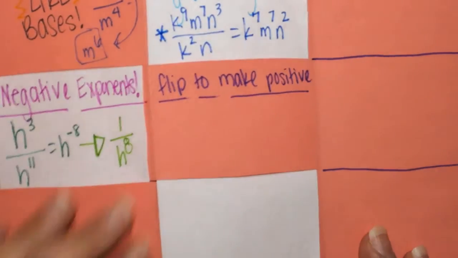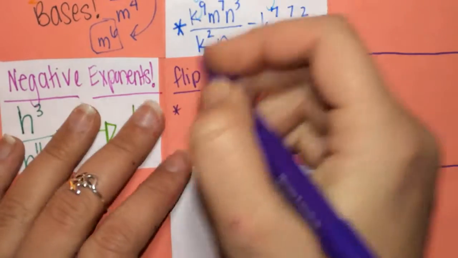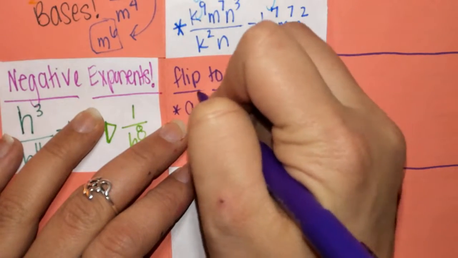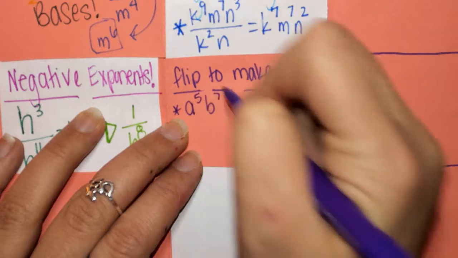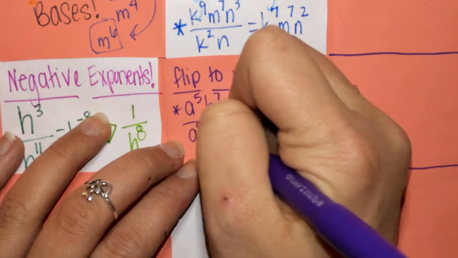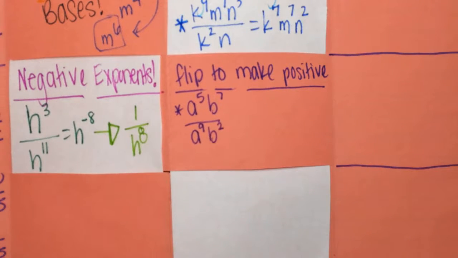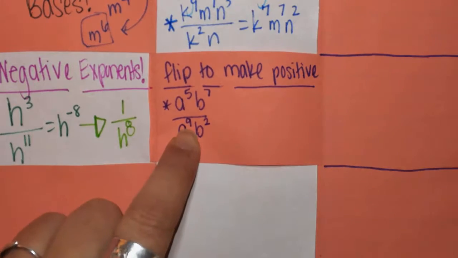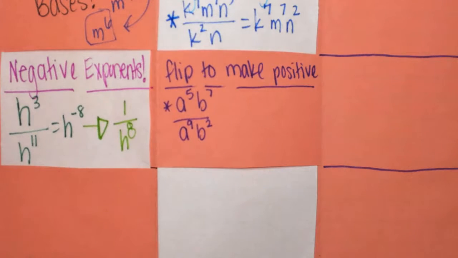So what if I said, here's our first example: A to the 5th, B to the 7th, divided by A to the 9th, B squared. And that's a 9 down there, not a 4, because I said 9th.